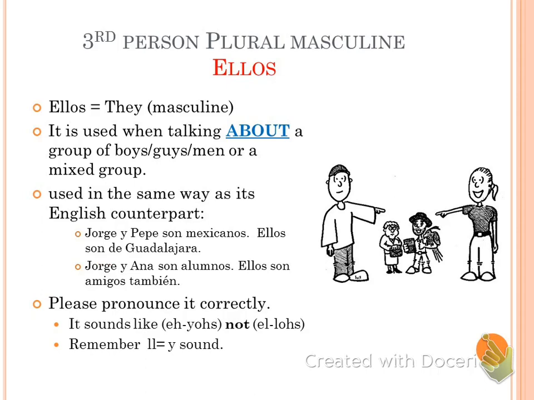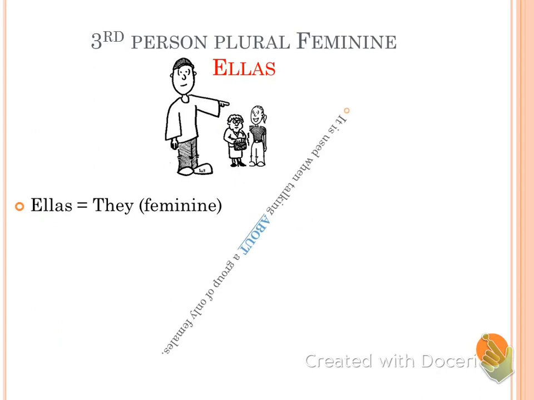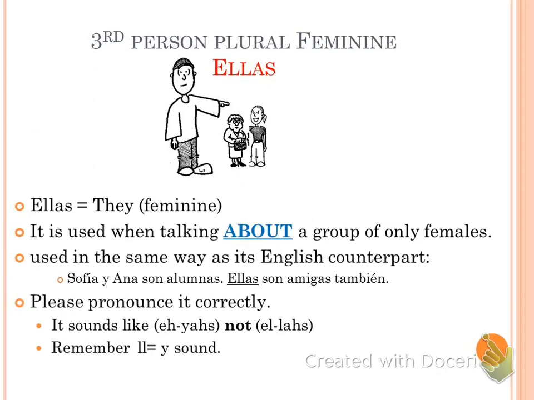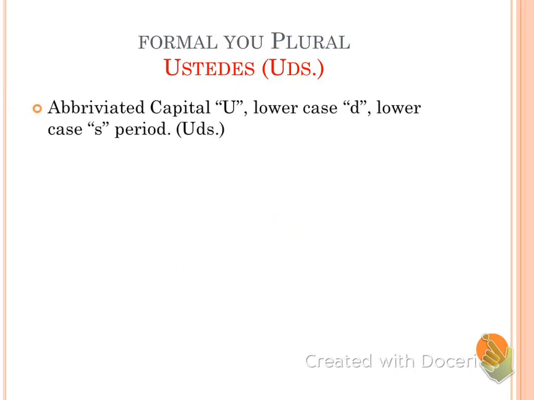But same thing, double L sounds like a Y, so not ellos, ellos. Okay. Ellas, talking about just girls, can only be about girls. Instead of saying Sofia and Ana, then just ellas, and pronounce it with a double Y. Ustedes is the plural version of usted. It can be abbreviated as Uds. period.